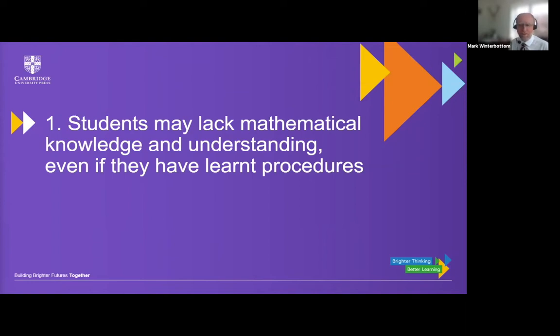techniques in science. So we must realise that our children do arrive in our classrooms with gaps in their mathematical knowledge, which will stop them or may stop them engaging in maths for science, even if they tell you that they've done something in maths already.